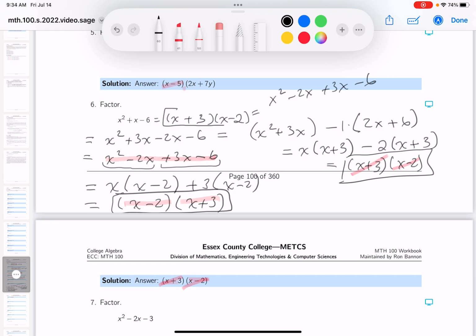This is called trial and error. And I actually prefer the trial and error technique. Again, your mileage may vary. You may decide you want to do something different.